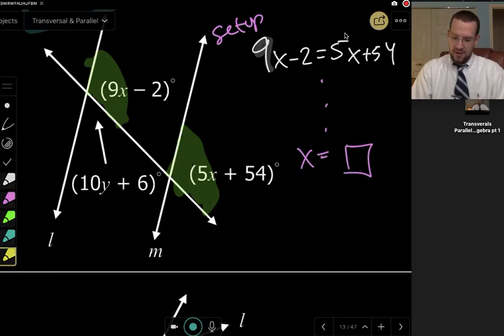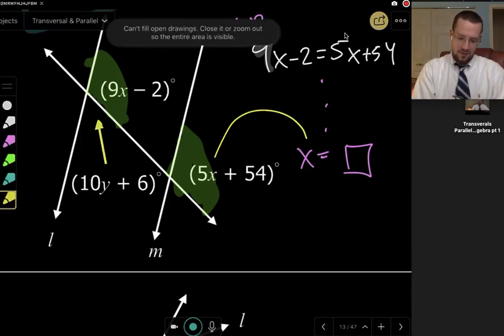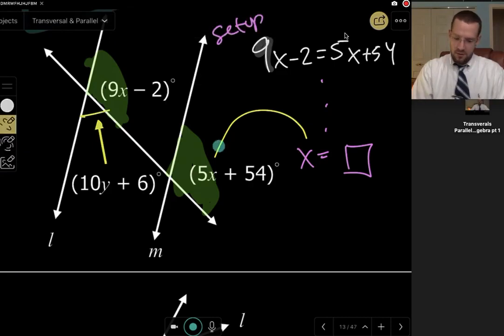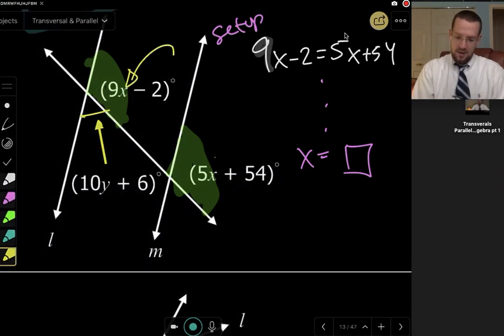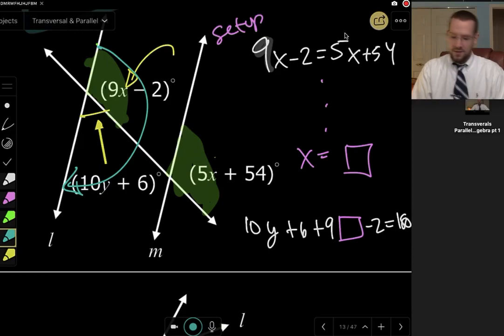And then we're going to take this value, and I'd plug it right back in here, right? Because these two are, oh no, I wouldn't. I'd plug it in too, because this value for y is this angle in here, the yellow. So what I would do is take that value, and I would plug it right back in here. And so I will have 10y plus 6 plus 9 times x minus 2 is equal to 180, because these two angles clearly form a linear pair.